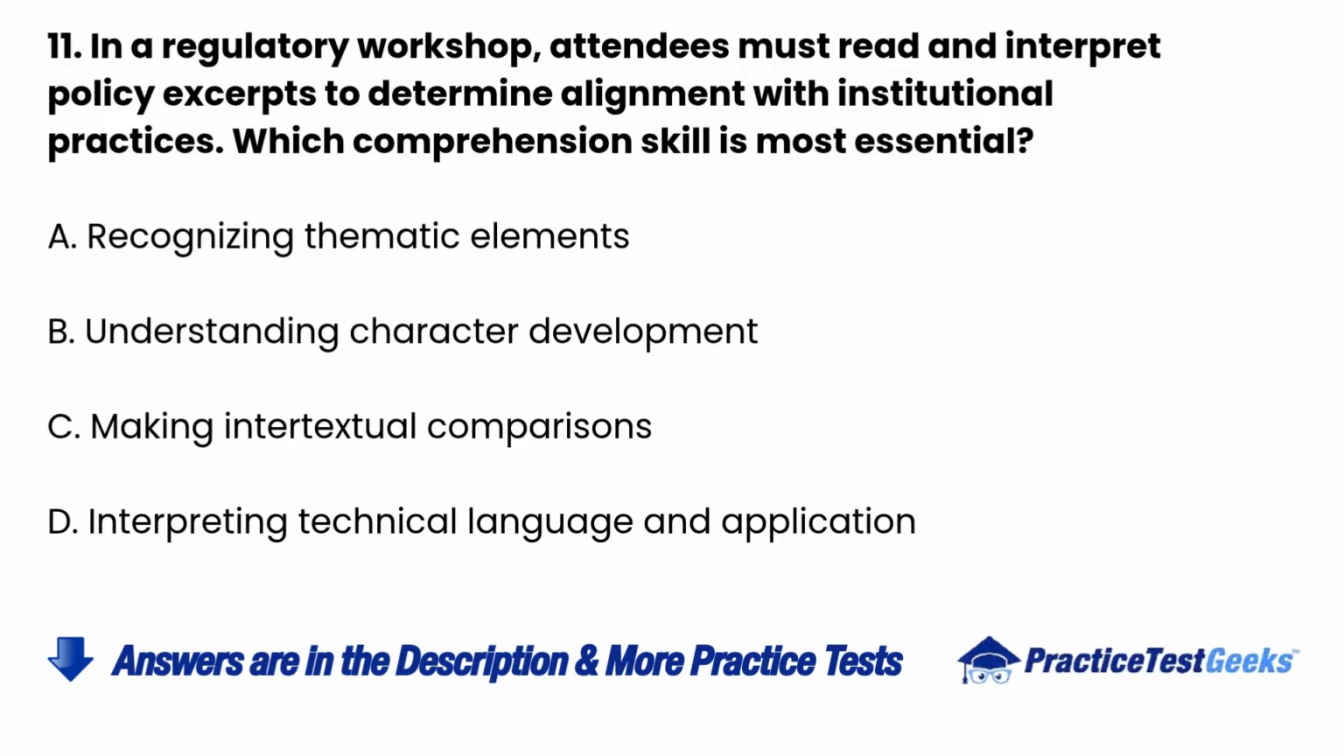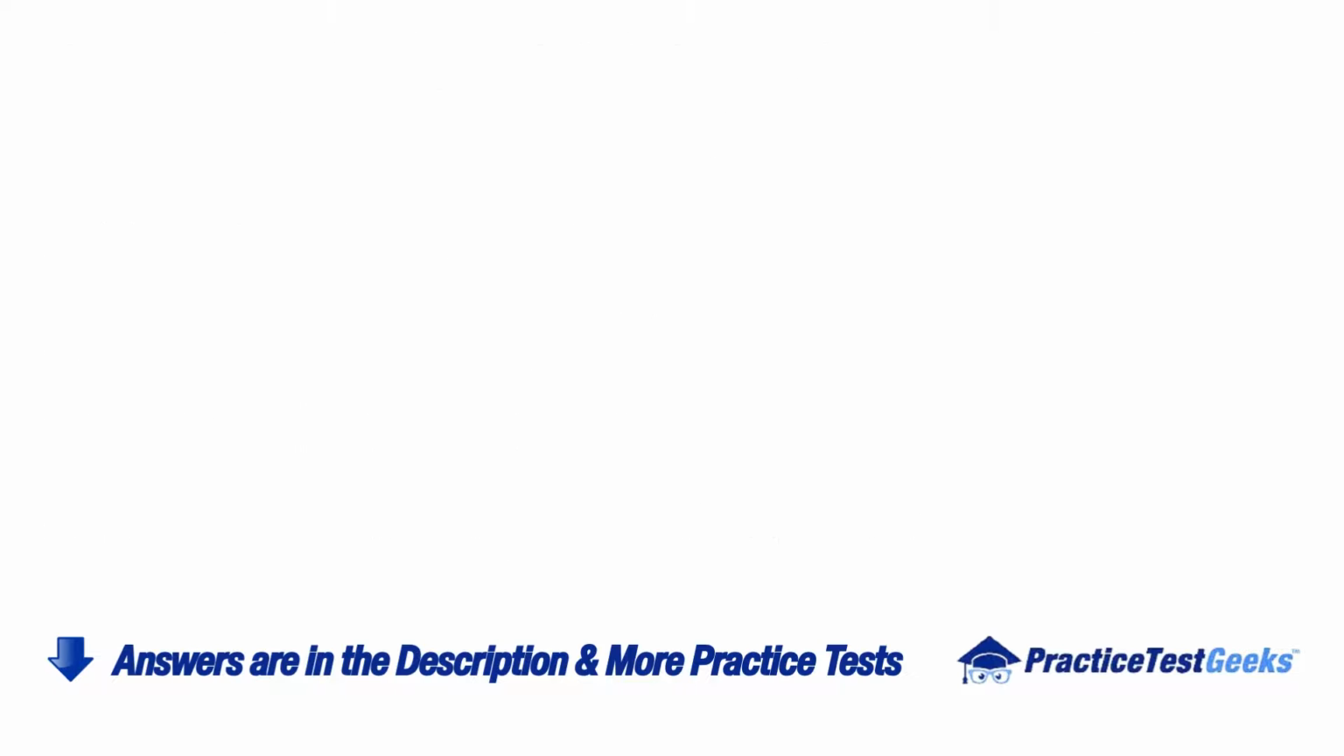11. In a regulatory workshop, attendees must read and interpret policy excerpts to determine alignment with institutional practices. Which comprehension skill is most essential? A. Recognizing thematic elements. B. Understanding character development. C. Making intertextual comparisons. D. Interpreting technical language and application.